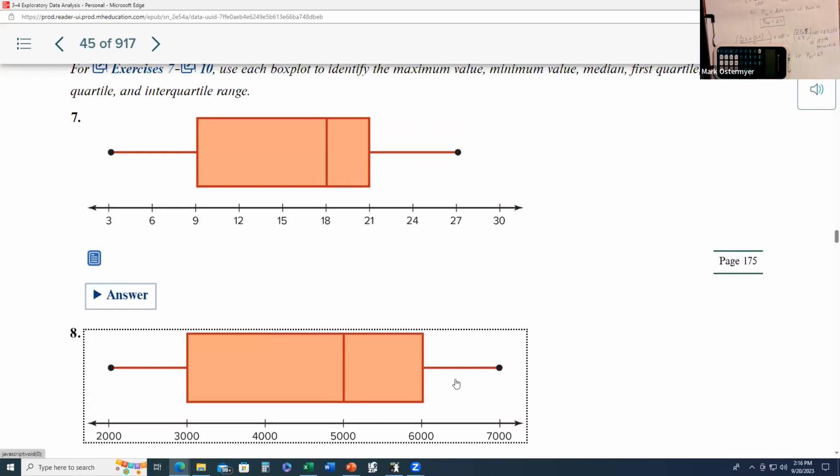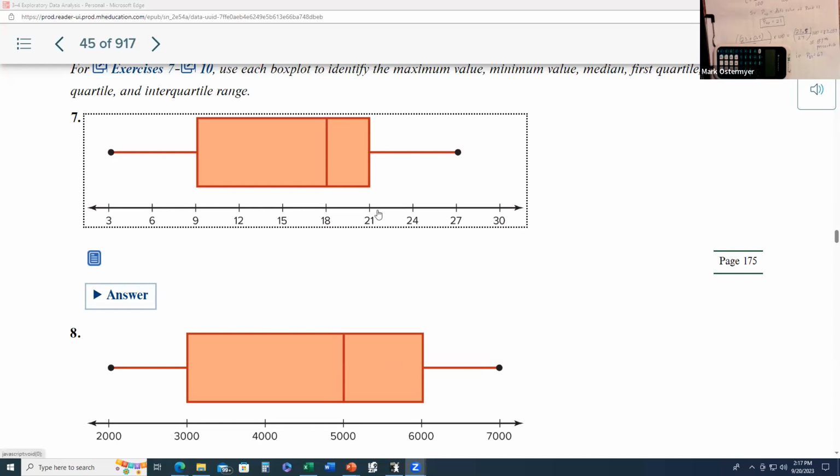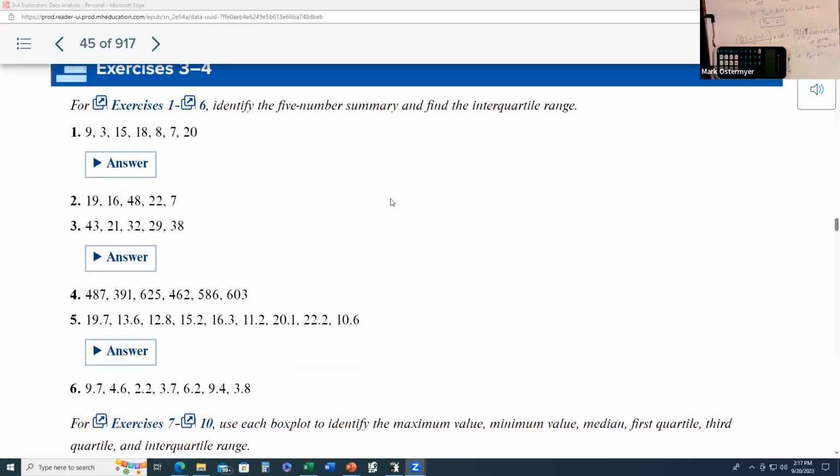Hey, between 7 and 8, which data set exhibits... Wait a minute. We can't say that. We can't say that, ladies and gentlemen, because look at the scales. The scales are radically different, aren't they? Sorry about that. Can't do that. Can't compare them. You can only compare them if you have one scale underneath multiple stacked box plots, then you can compare them. All right, forget that.